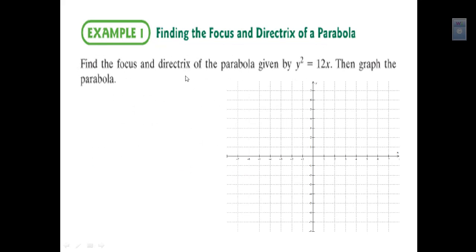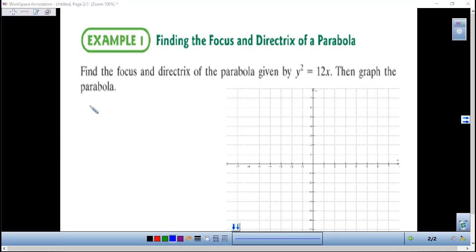All right, so find the focus and the directrix of the parabola given by y squared equals 12x. Then graph the parabola. All right, so we know the vertex. We don't have a center here. Vertex is going to be 0, 0. We can go ahead and plot that.